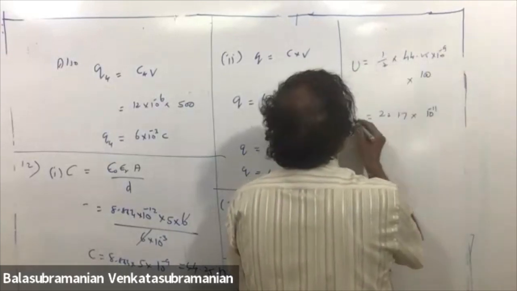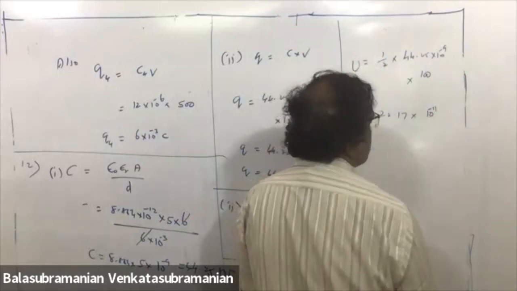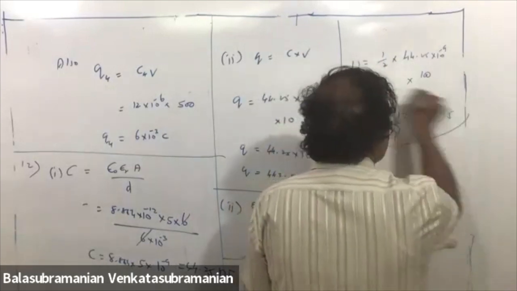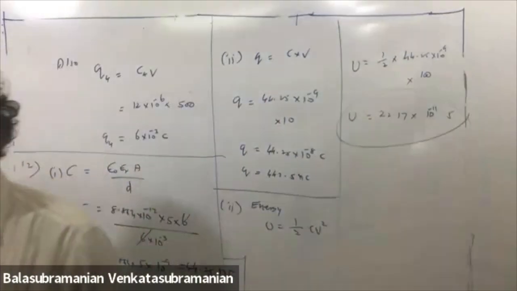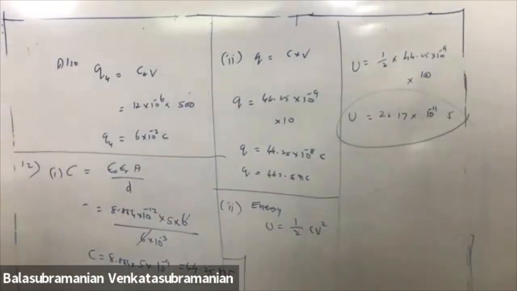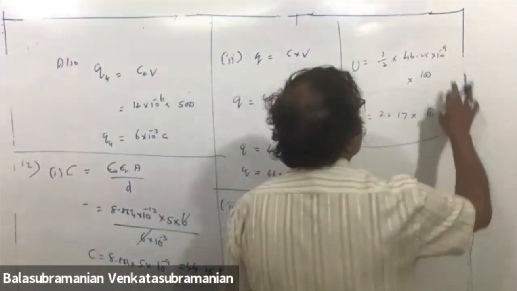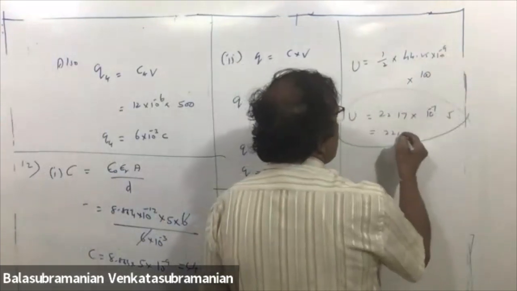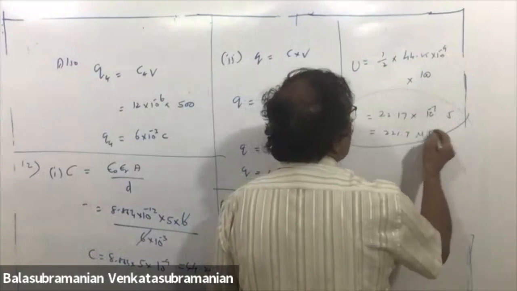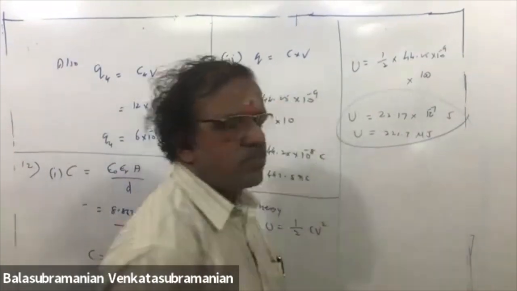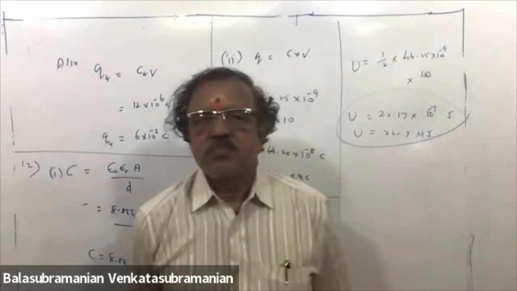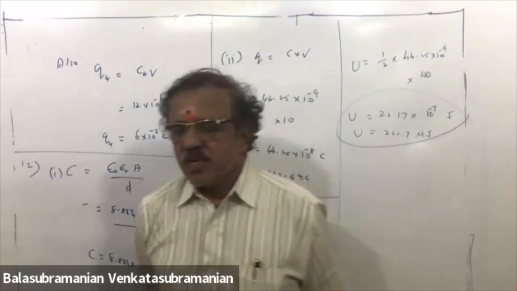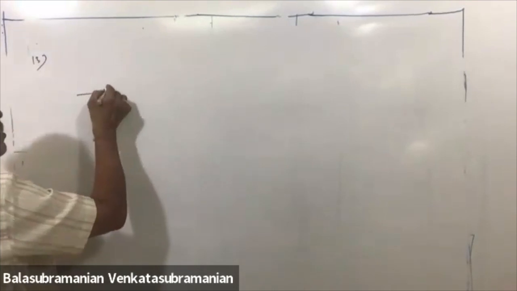22.17 joules, nearly, 10 power minus 7. Minus 9 plus 2 is minus 7. That is 221.7 microjoules. Correct? Next problem.